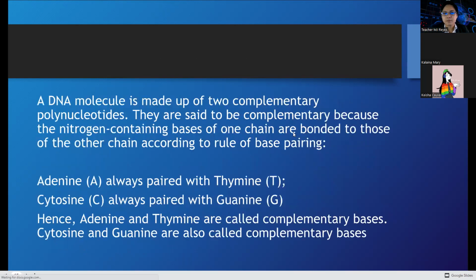Okay. The DNA molecule is made up of 2 complementary polynucleotides. They are said to be complementary because the nitrogen-containing bases of one chain are bonded to those of the other chain according to the rule of base pairing. Adenine is always paired with thymine, while cytosine is always paired with guanine. A is to T, T is to A, C is to G, G is to C. Hence, adenine and thymine are complementary bases. Cytosine and guanine are also complementary bases.